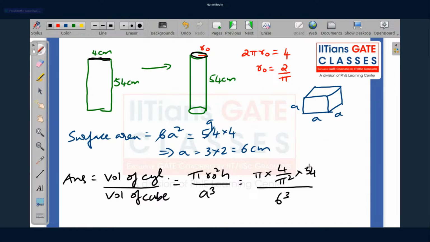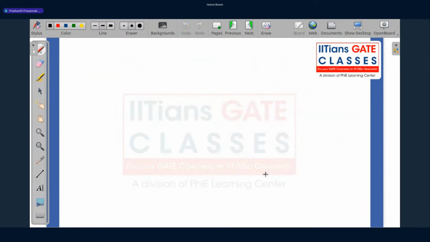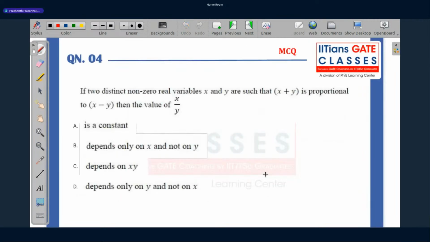So 54 into 4 is 216. 6 cube is also 216. All of this cancels out. Answer comes to 1 by pi. So option C is correct. And this question was a little more intensive with arithmetic. Anyway, moving on.